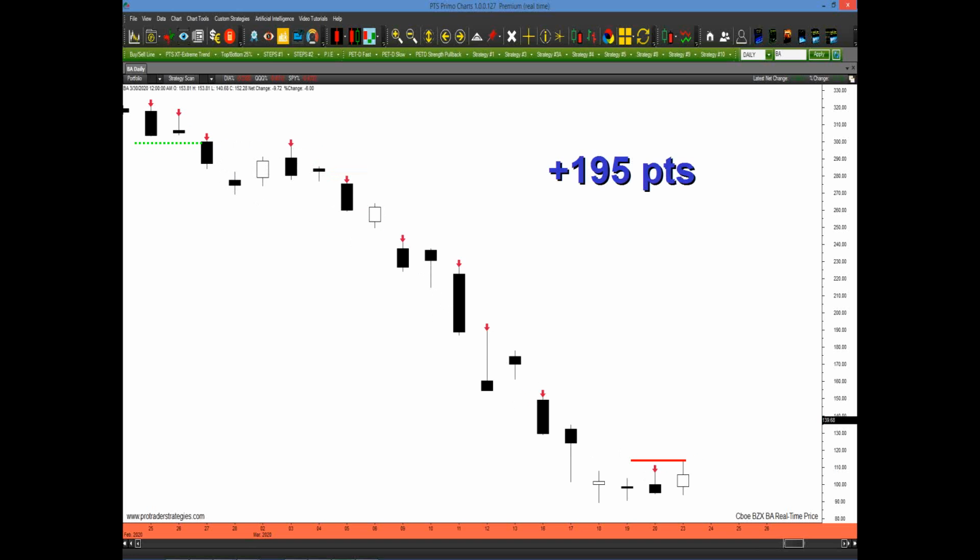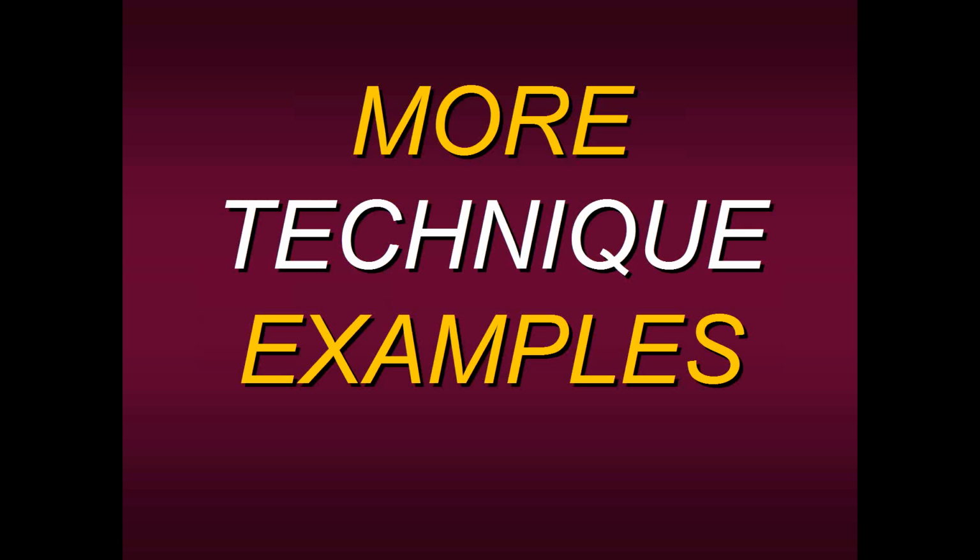But you only lose money when you're out of sync with the source, and that's the market you're trading. And then look what happened. It started to go up into the rally into April. All right, so let's look at some more trading techniques.